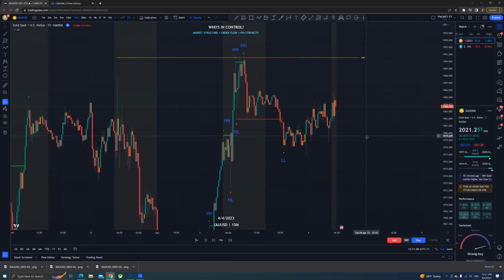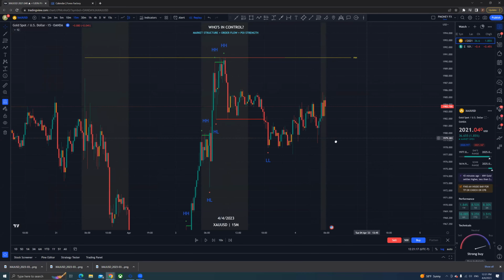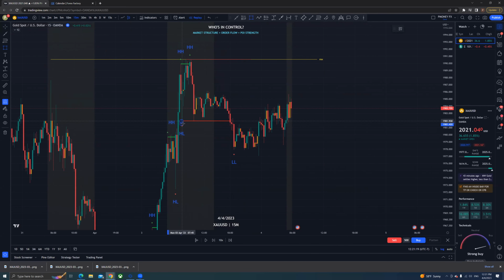There are a couple of spots that I see that would have been interesting. But with that many times going into the POI, I would have given up and started looking for buys, because it keeps touching the POI. To the POI, let's see.